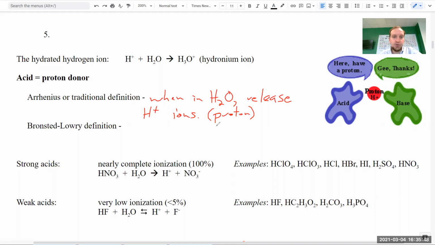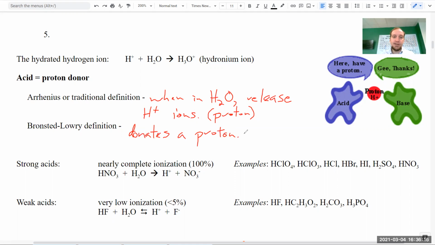On the other hand, there are two gentlemen who came up with a definition at roughly the exact same time in 1928, so they both get credit. We call that the Bronsted-Lowry definition. Basically, an acid is anything that donates a proton. Obviously, this is a little bit easier one. So anything that donates a proton.